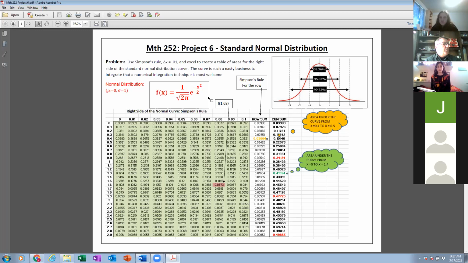So what you're doing then, and notice I said here, use Simpson's rule and a change of x, thanks to computers, of 0.01. That's a really tiny change of x. Would you agree with that? It's really small to create this table. So what we're going to do is create this table. Across the top, you're just typing in 0, 0.01, 0.02, all the way up to 0.1. We just need to create the green part of this table right now. Let's see if we can do that together.